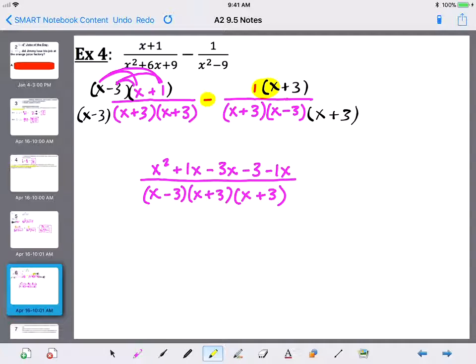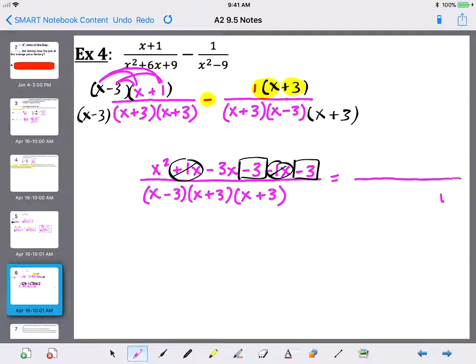And then I also have minus positive 3. If I'm subtracting a positive 3, that's just minus 3. And now I see what like terms I have in the numerator. So first thing I see is I have positive 1x and minus 1x, which actually cancel. And then I have negative 3 and negative 3, which combine to negative 6.